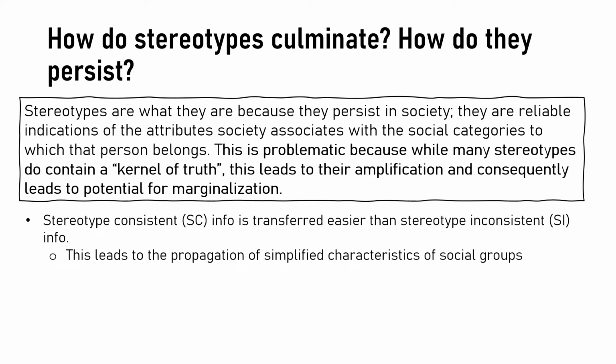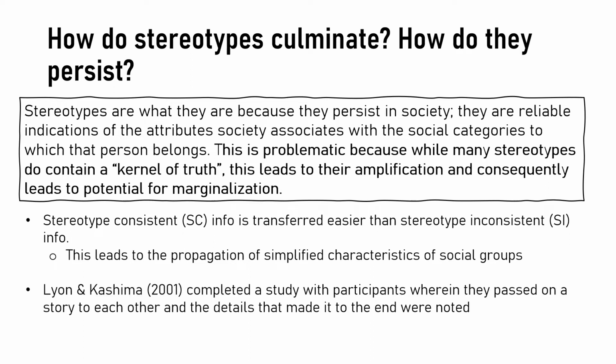In the past, it's been found that stereotype consistent information is transferred or relayed much more easily than stereotype inconsistent information. This fact alone leads to the propagation of simplified characteristics of social groups, in that you're receiving information constantly, stimuli from the outside, and you're only able to really take in what you find to be easy to remember. Stereotype consistent information is usually what's easier to remember because we tend to categorize people. But because of that, it leads to these stereotypes being propagated and maintained throughout society.